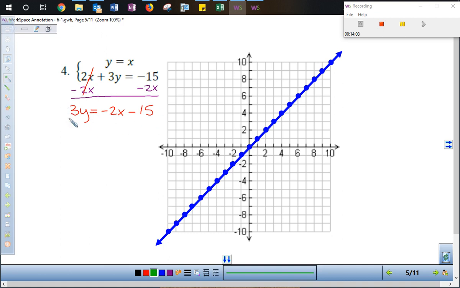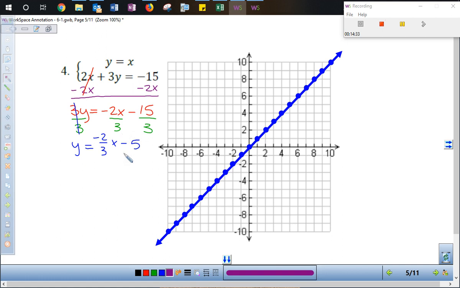Next, to solve for y, I need to divide each term by 3. So the 3's cancel out and leave me with y equals -2x divided by 3. Remember, the slope goes first, so -2 divided by 3 is -2/3. Bring down your x, and -15 divided by 3 is -5. Now that we have this in slope-intercept form, it's much easier to graph.